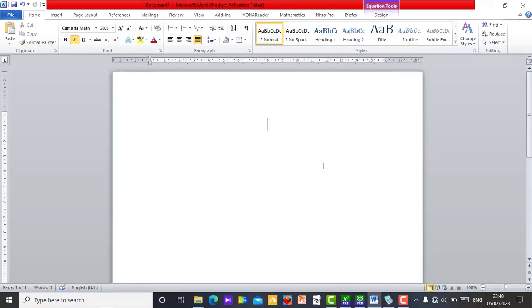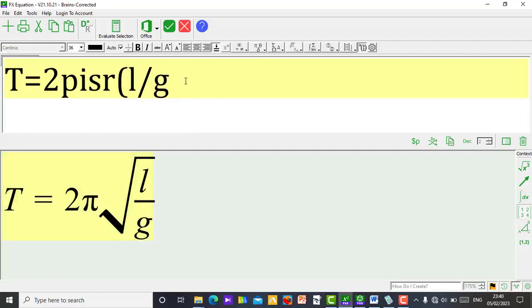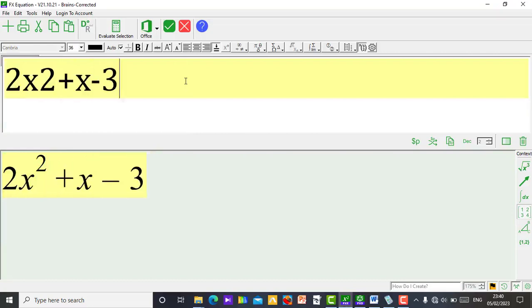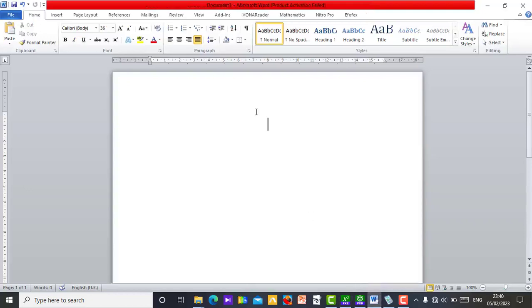Let's see what we can do. You can also factorize expressions here. Just as you can get the factor of a number, you can also factorize an expression. Let me type an expression, let's say a quadratic expression. Let me type something like 2x squared plus x minus 3. Let's get this, then copy that, take it to Microsoft Word and paste it.